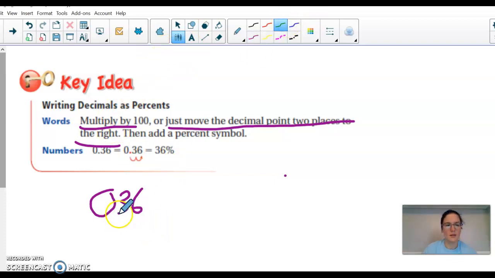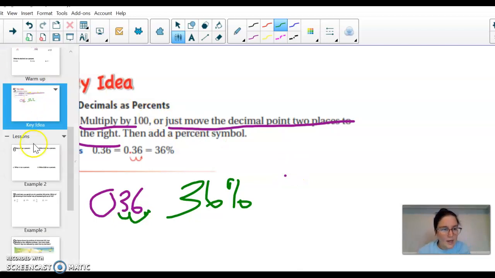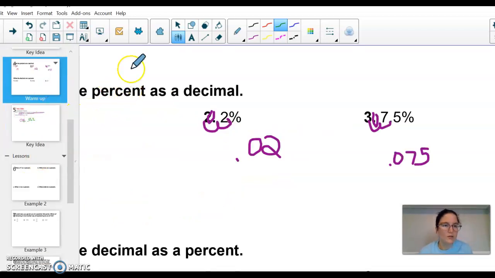So I'm going to take the decimal, move it 2 places to the right, so that's 36, because the decimal's right here. You can also do 36.0, it's okay. And then I'm just going to add the percentage symbol. So it's 36%. So let's go back to the slide and try those extra problems.